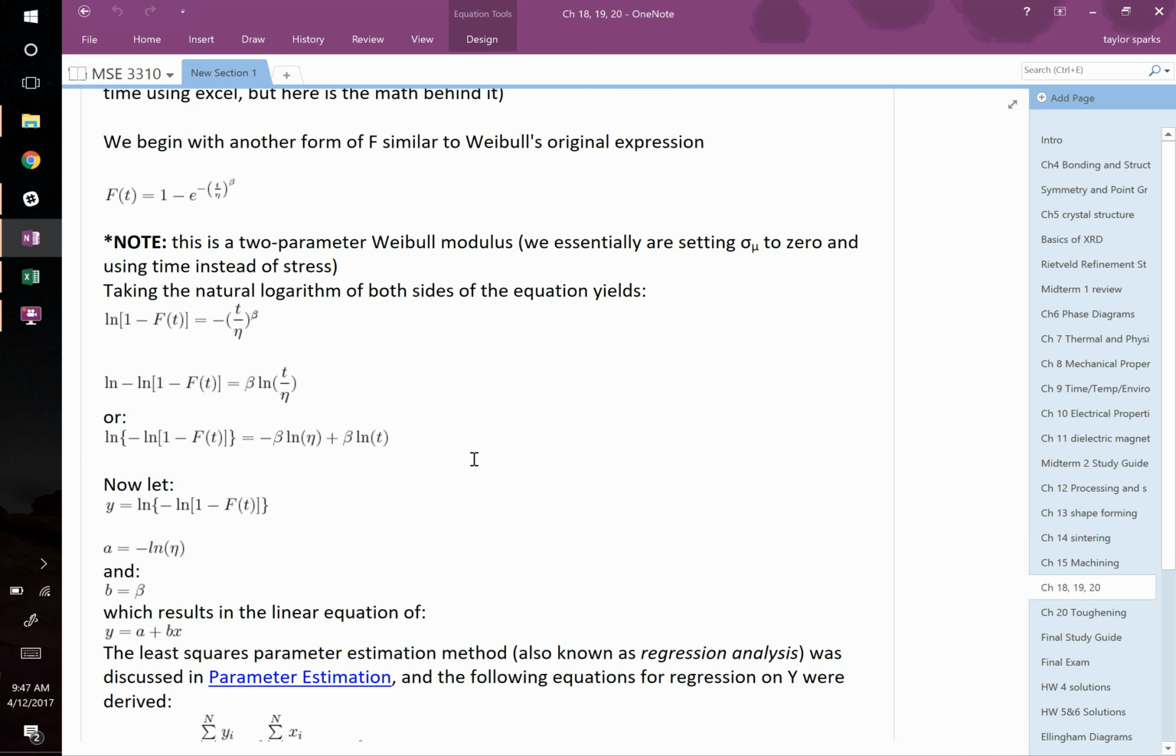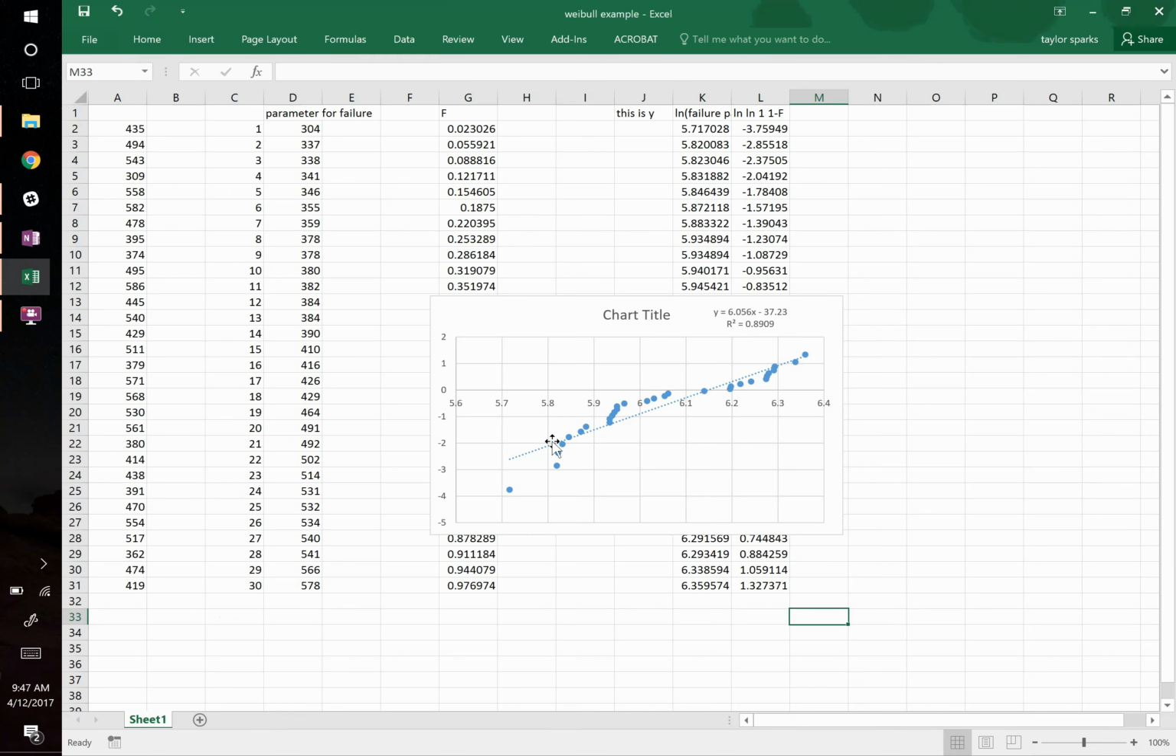And then you've got to make sure that for your x, you're plotting natural log of your failure parameter, right? So for us, that's easy enough. Our slope is just going to be 6.056. Tell me about the value of 6.056. Is that a high or low value, relatively speaking? Better low. It's kind of low, actually.